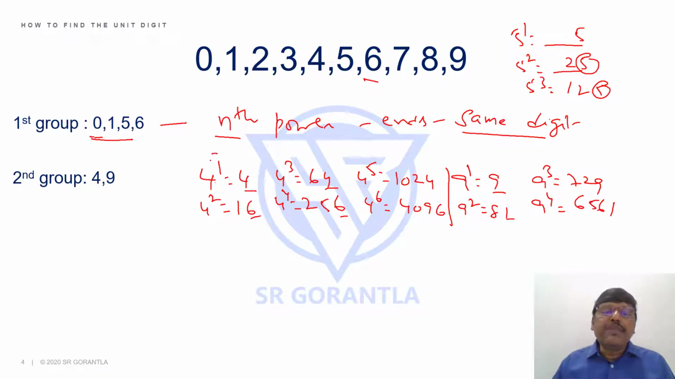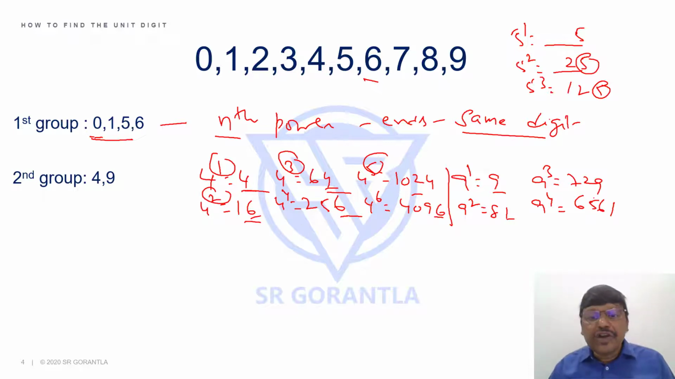So for all odd powers you have the same unit digit. For all even powers you have the same unit digit. Similarly here also. So when a number is ending with 4 or 9, ask yourself, is it an odd power or an even power? If it is an odd power, take power 1. If it is an even power, take power 2. Same is the case with 9 also. Odd power, I will take power 1. Even power means I take 9 square. 9 square's unit place is 1. Right? So like that, the digits 4, 9 and 0, 1, 5, 6 are gone.